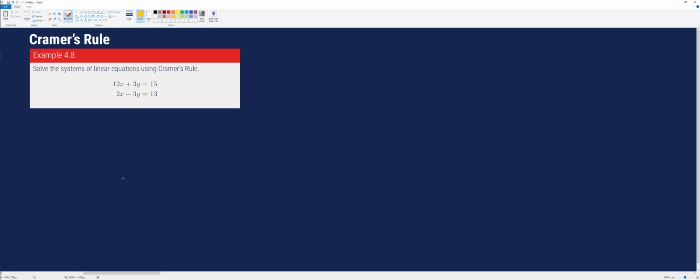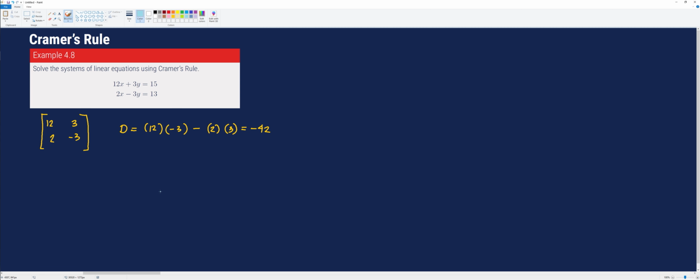The first step is to create a matrix using the coefficients of our variables x and y. That is 12, 3 for the first equation and 2, negative 3 for our second equation. Using this matrix, we compute the determinant of the coefficients, denoted by D, which is equal to 12 times negative 3 minus 2 times 3. Performing the operation, we get negative 42 as our answer.